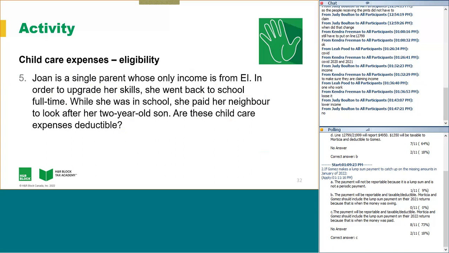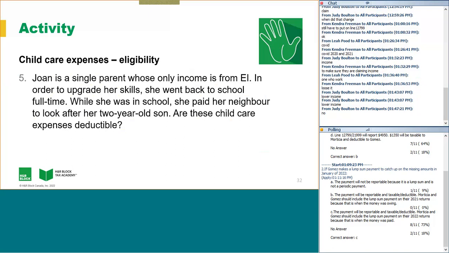All right, Joan is a single parent. Her only income is from EI. In order to upgrade her skills, she went back to school full-time. While she was in school, she paid her neighbor to look after her 2-year-old son. Are these child care expenses deductible? Yes, for a number of reasons. The big reason is because she was a single parent in school. The Part D exception applies regardless. So because she was a parent whose income is from EI, but she's in school full-time, Part D applies, and she can claim it against 2/3 of her net income.